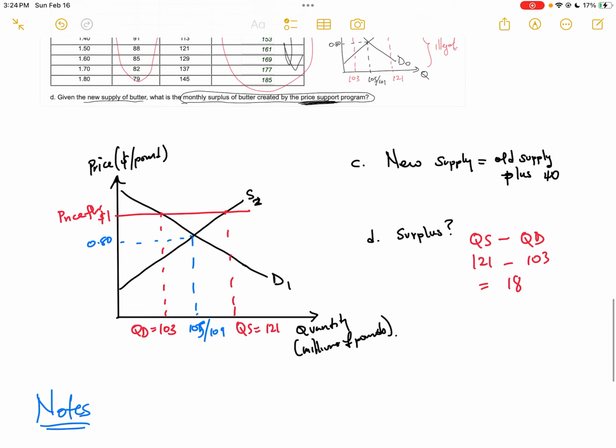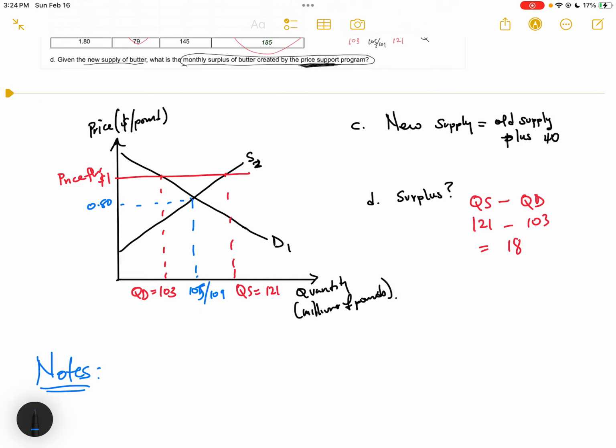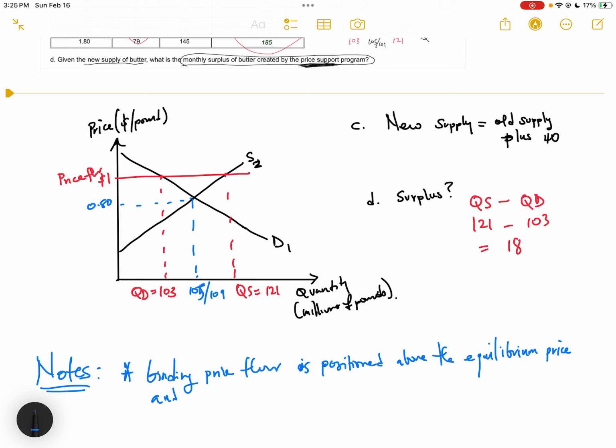Do you see that? So our notes here: a binding price floor is positioned above the equilibrium and creates a surplus.